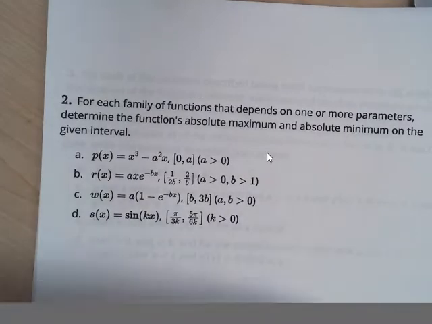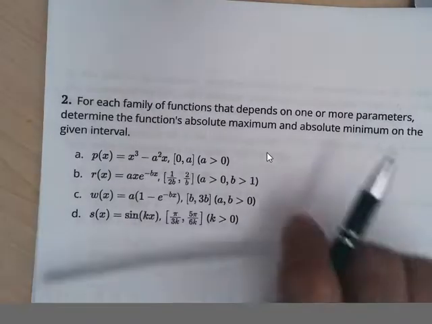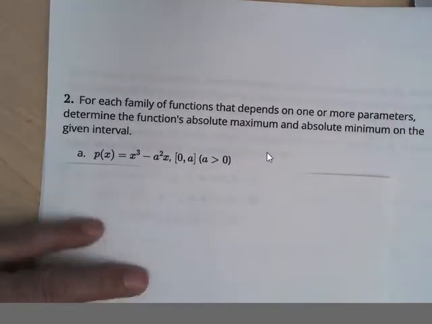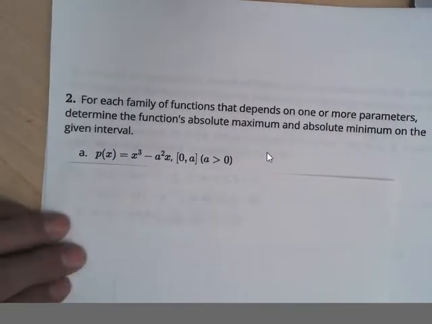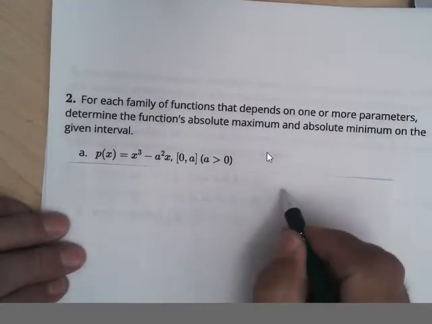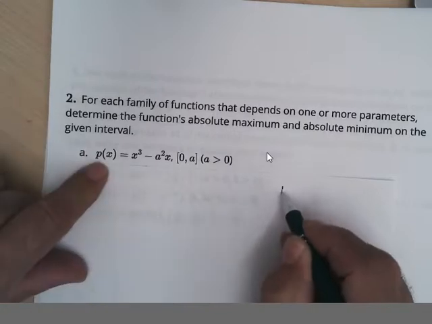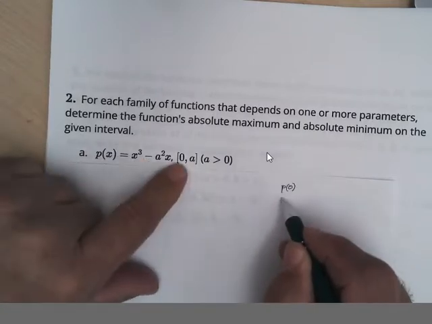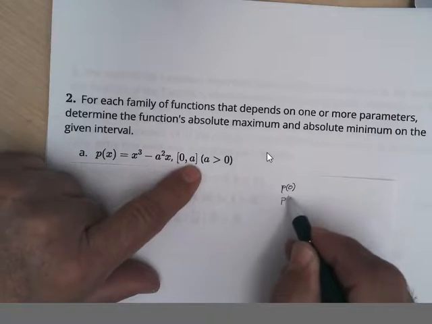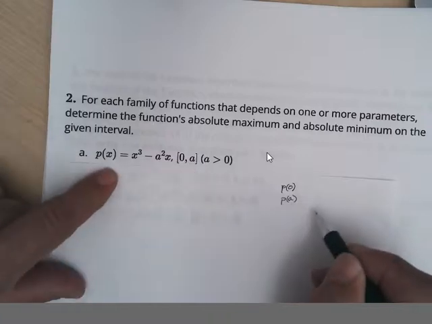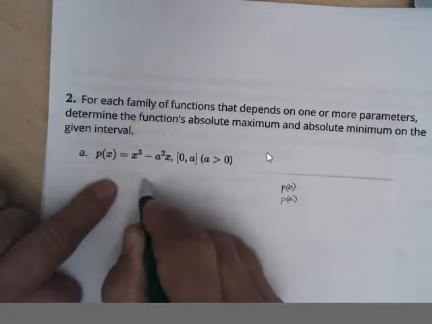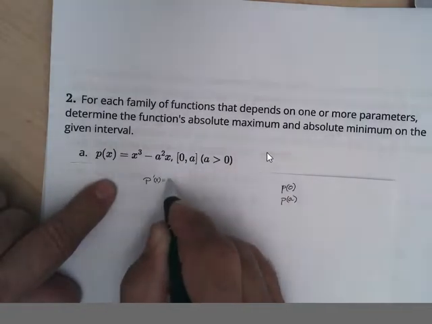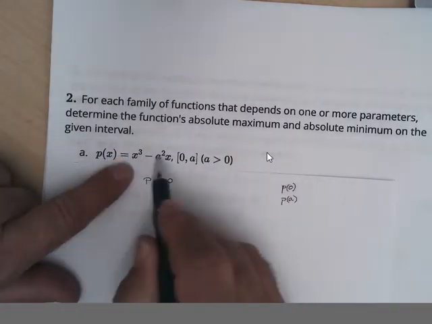Number two. This one gets a little bit messy. Each one of these takes a little bit of work. So we need to find P of 0 at one endpoint and P of A at the other end of the interval. And we need to find when P prime of x equals 0. So I have to take the derivative.